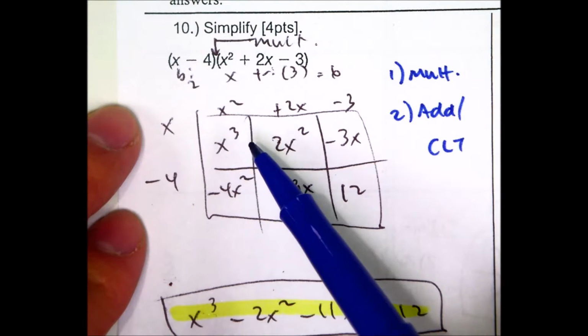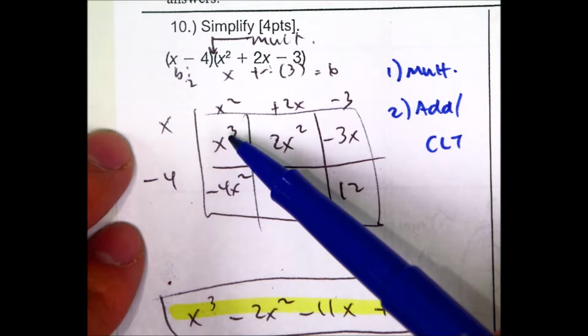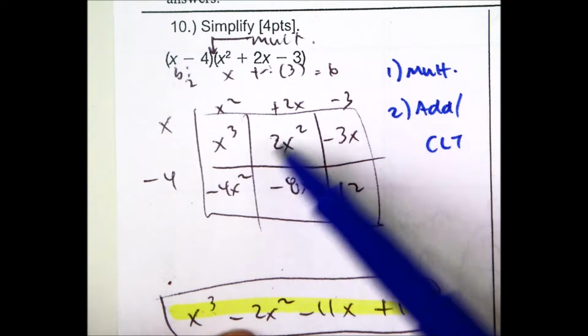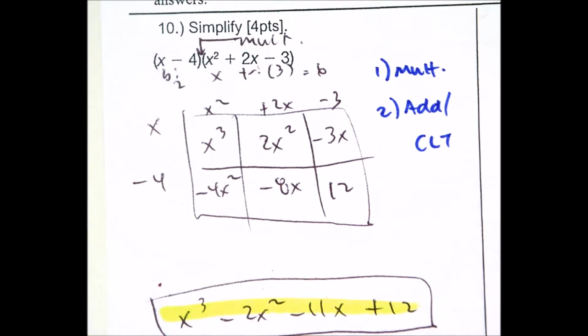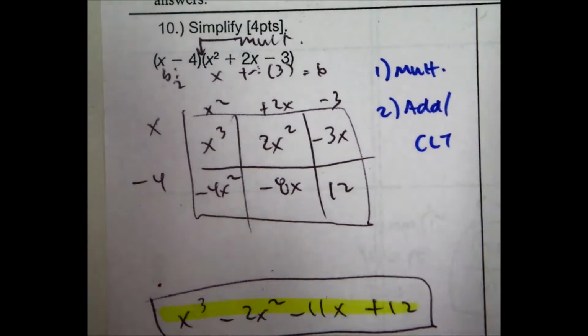You'll notice that the like terms, because there's no missing terms there, you're going to see the like terms in x to the third. This is a negative 2x squared when I add those together. Negative 11x and a positive 12. If you missed one of these, then I gave you 3 points. If you missed 2 or only got 2 correct, then I gave you 2 points out of 4.